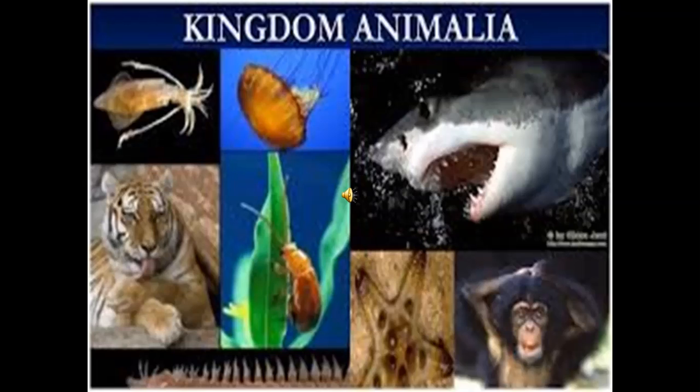Vertebrates like fish, reptiles, birds, and mammals, including human beings, belong to the kingdom Animalia. So, in the Animalia kingdom, animals are multicellular, eukaryotic, and heterotrophic.